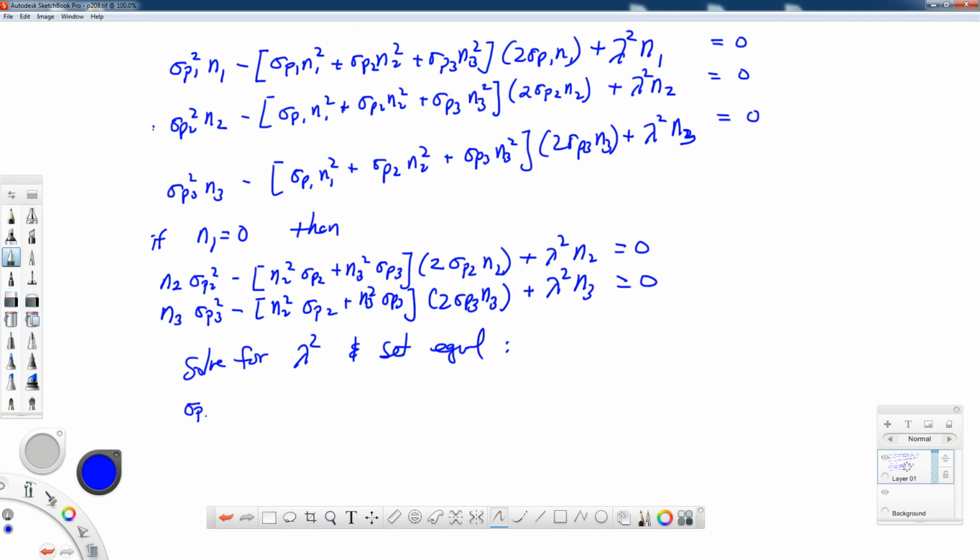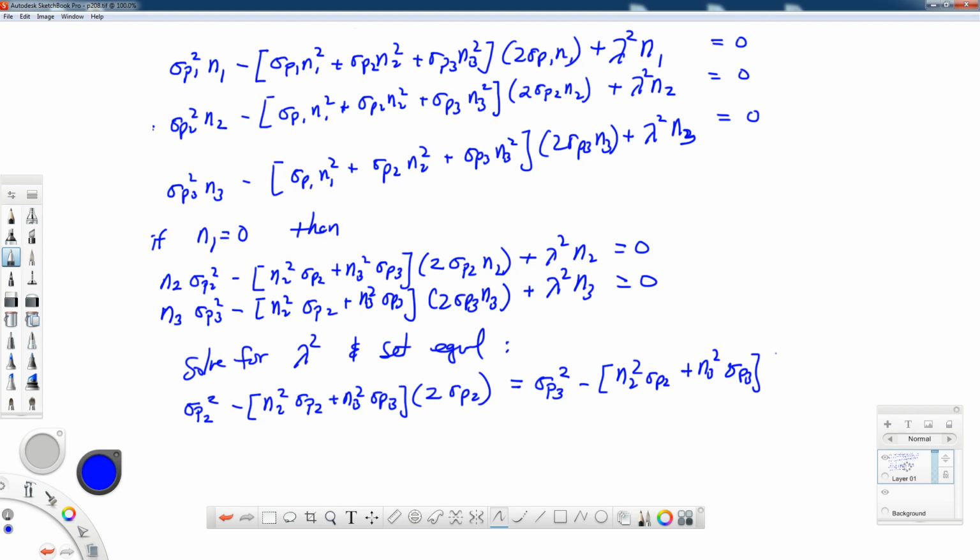I'm going to have a sigma p2 squared minus this term in the brackets times 2 sigma p2. I've divided through by n2. And on the other side, I'm going to have the second equation, the bottom equation, where I've divided through by n3. It's going to look like this. Sigma p3 squared minus the term in the brackets, n2 squared sigma p2 plus n3 squared sigma p3, times 2 sigma p3.